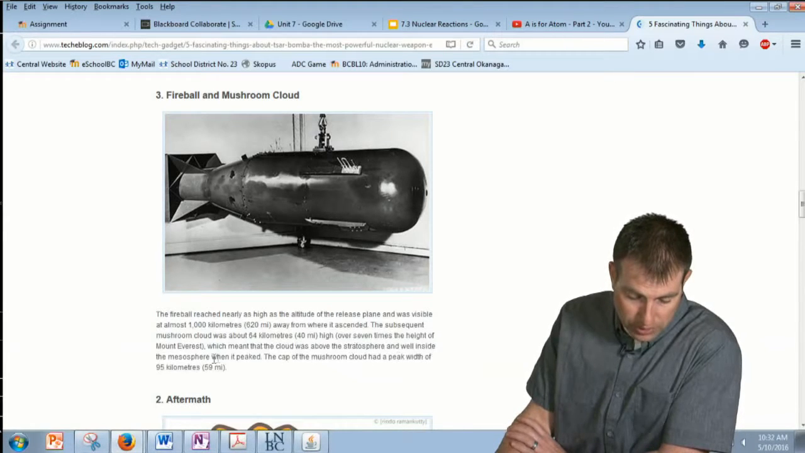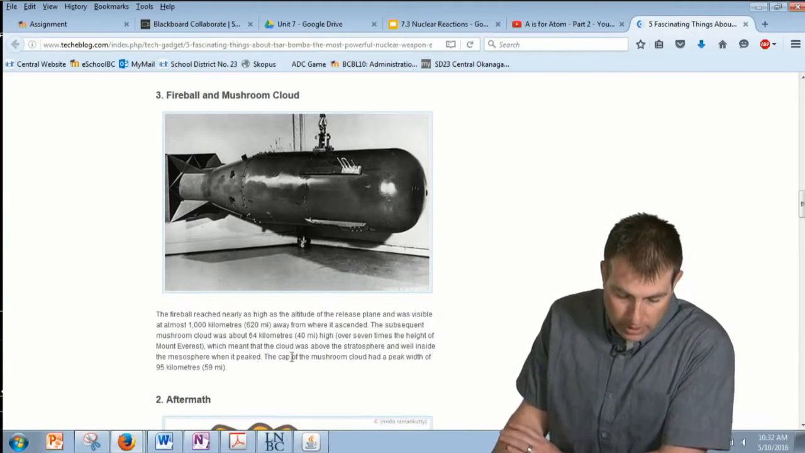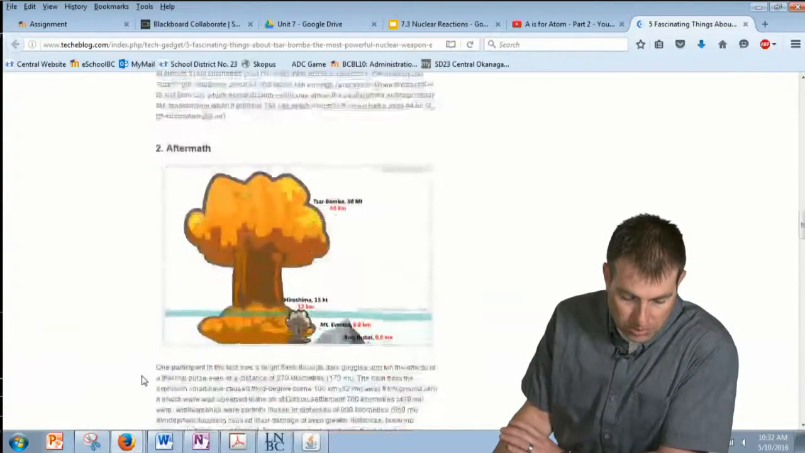It went into the stratosphere, well into the mesosphere. Clouds don't go that high. It was 95 kilometers away.